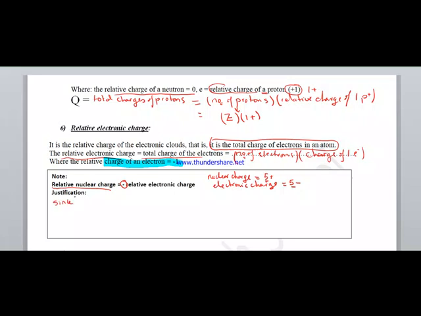Since the atom is neutral, meaning the total charge of the atom is 0, the electric charge of the atom is the summation of the relative nuclear charge plus the relative electronic charge.